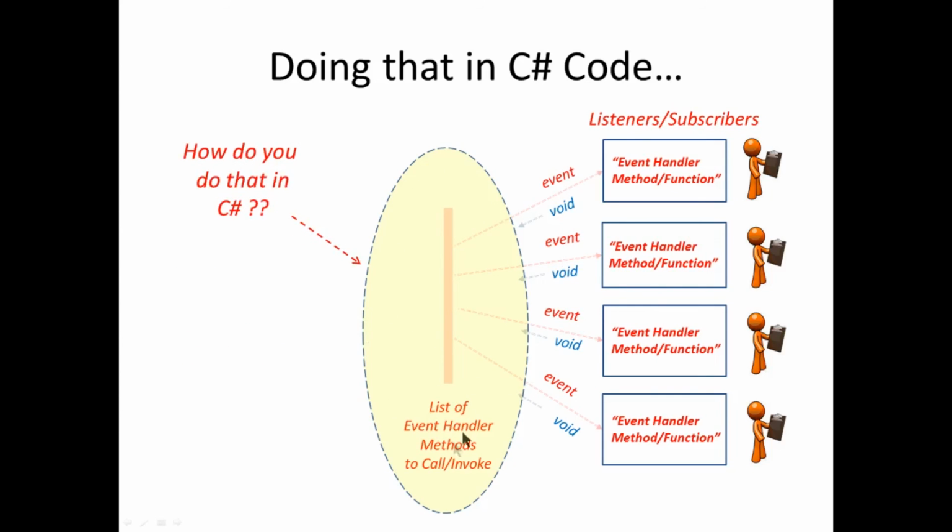So this list of event handler methods or functions that need to be called when the event happens, how would you do that in C#? Because really you've got to keep a list, and the event happens, you've got to go down the list, call this function, call this function, call this function, call this function, whenever the event happens. How do you keep that list and how do you do those calls in C#?